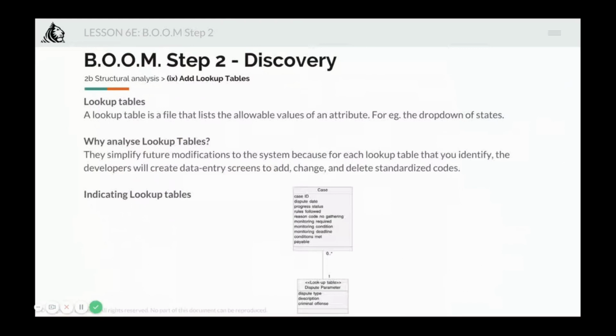There are a couple of challenge questions in the speaker notes. I recommend that you check that out.